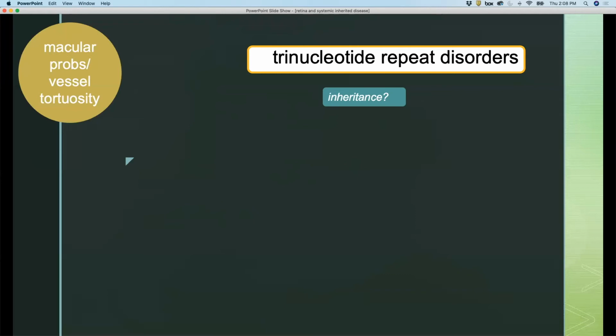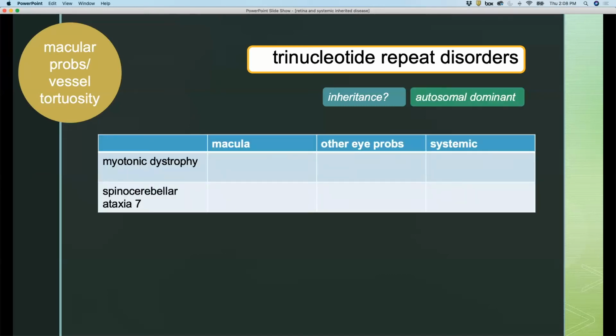So how is that inherited? Is that recessive or dominant? That is dominant. Correct. Yeah, because the effect of having such a long chain of whatever is happening there is you only need one copy to have that negative effect. Gotcha. So the two trinucleotide repeat disorders that affect the retina are myotonic dystrophy and spinocerebellar ataxia 7.